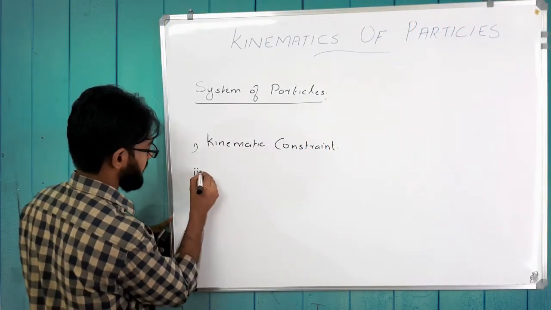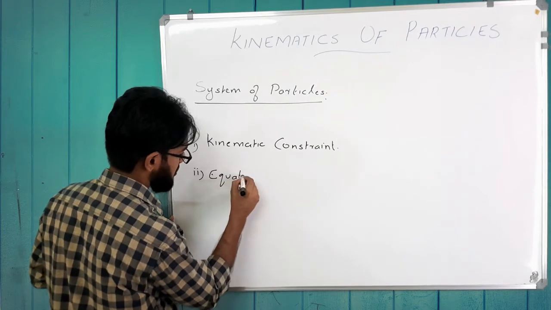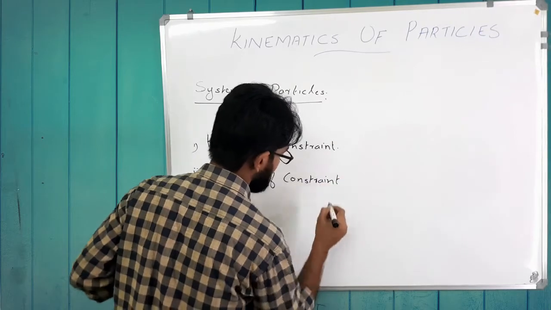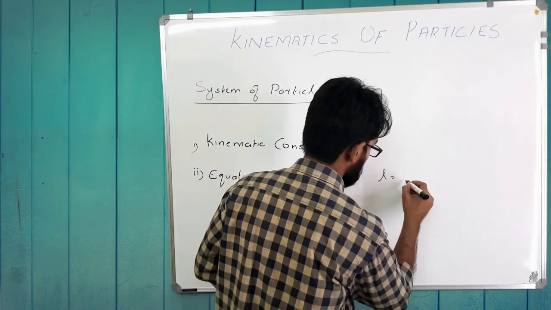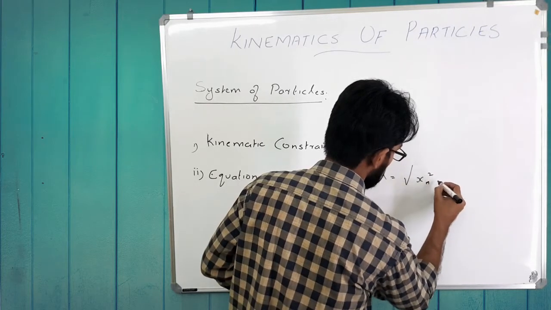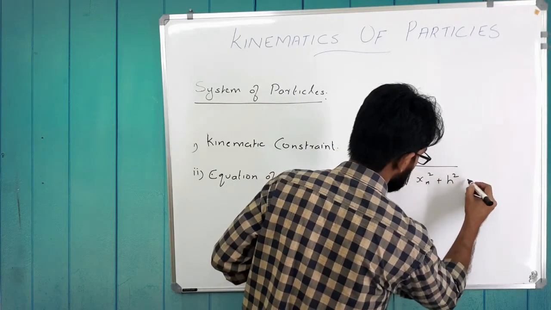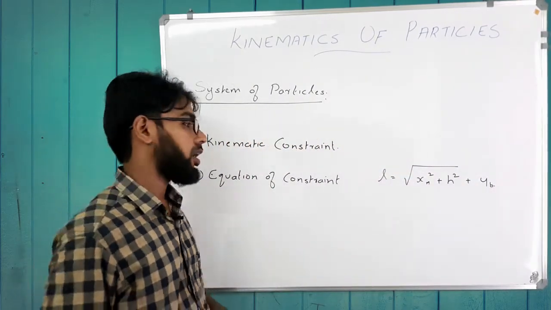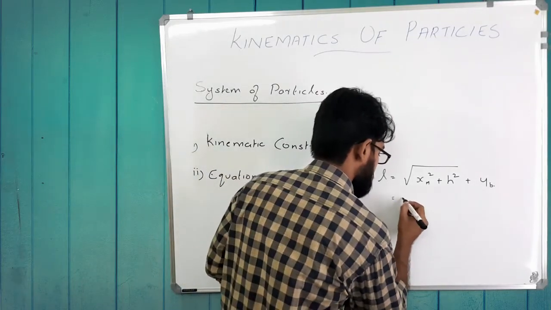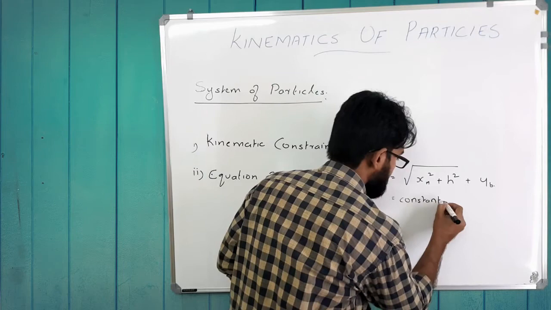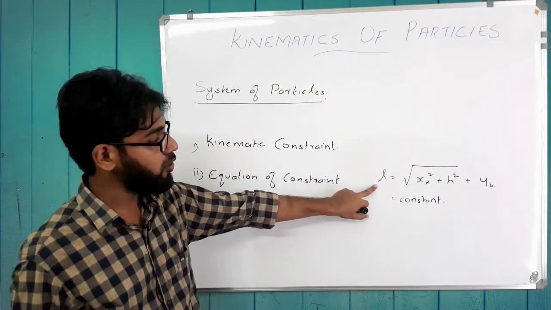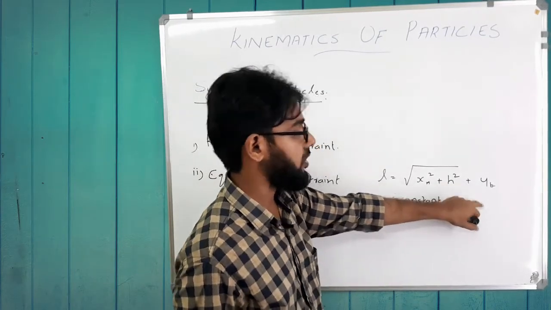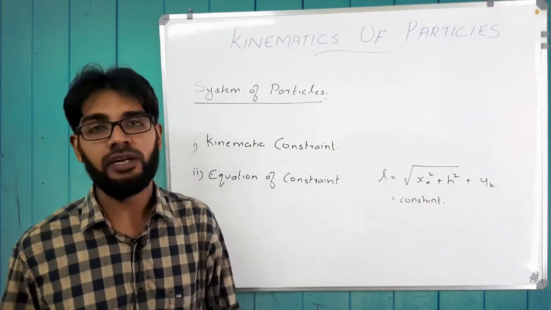The equation of constraint can be given as L equals root of xa square plus h square plus yb, which is a constant. Since the length of the rope is constant, L equals root of xa square plus h square plus yb, which is a constant, as you can see in this figure.